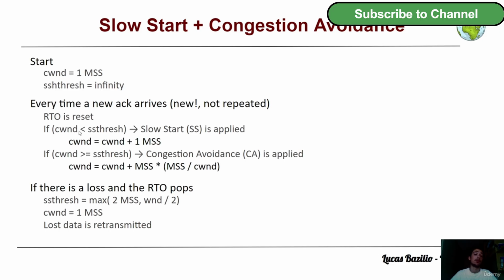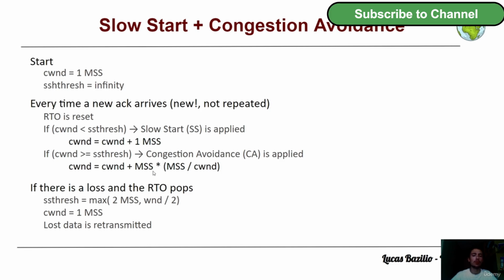This is done every time a new acknowledgement arrives. So we have two cases. If the congestion window is less than the slow start threshold, we increment by 1. If the congestion window is equal to or greater than the slow start threshold, it means that we are in the congestion avoidance phase. Now we need to increase the congestion window by 1 maximum segment size multiplied by the maximum segment size divided by the congestion window.